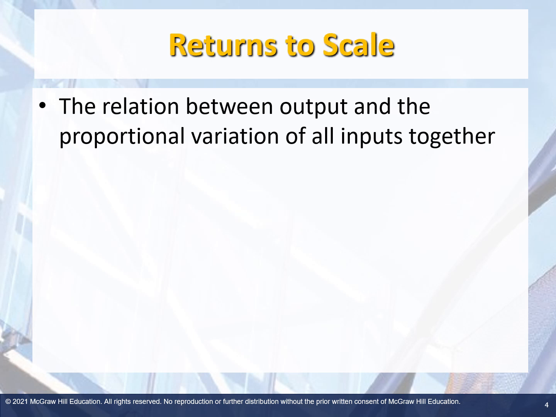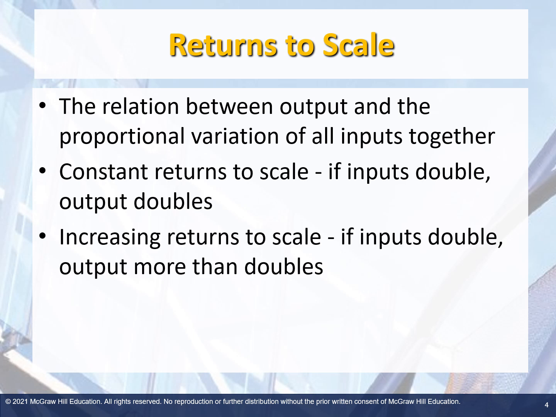Returns to scale describe the relationship between output and the proportional variation of all inputs together. There are 3 types. Constant returns to scale: if inputs double, then outputs double. Increasing returns to scale: if inputs double, output more than doubles. Decreasing returns to scale: if inputs double, output less than doubles.